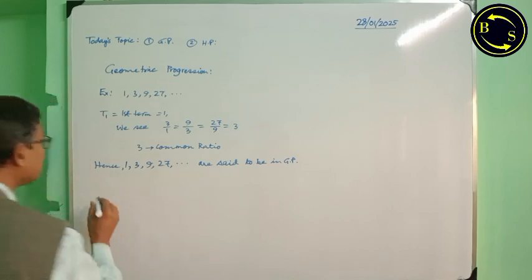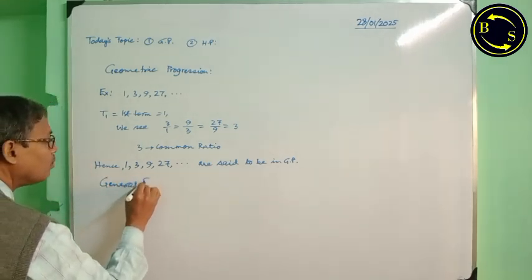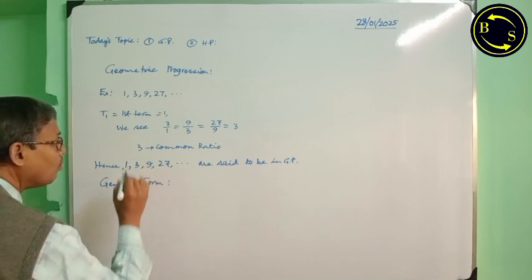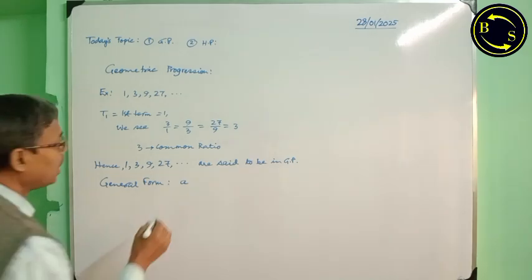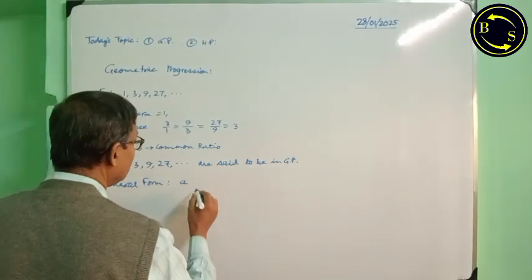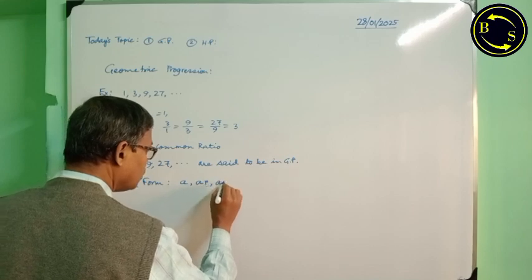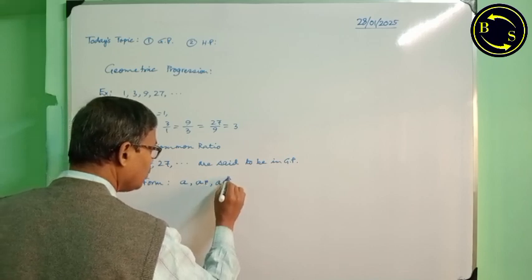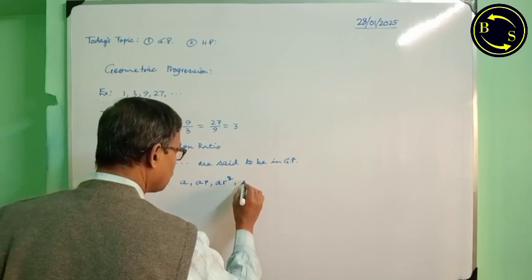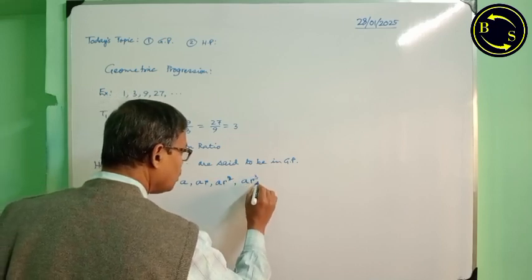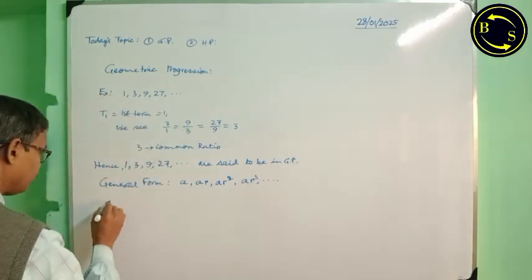Now, general form. If we take first term A, that is the convention, and common ratio R, then second term will be AR, third term will be AR square, fourth term will be AR cube. Now we have to find the nth term.